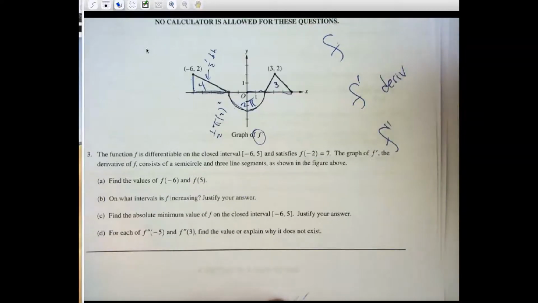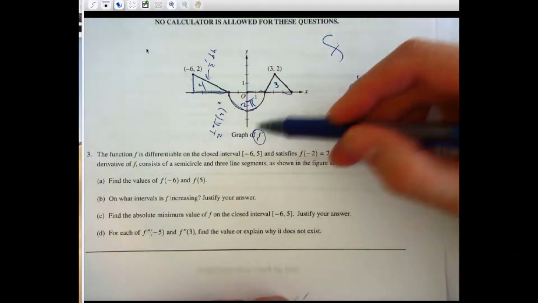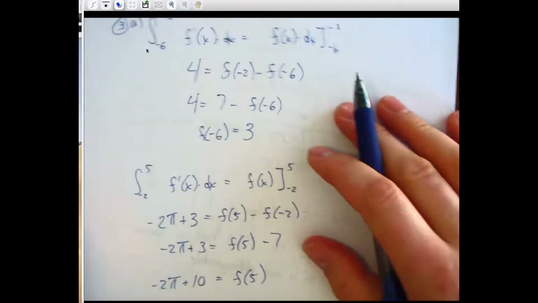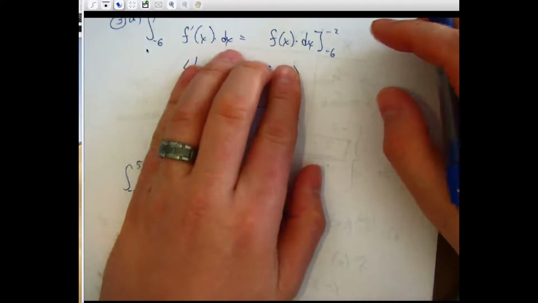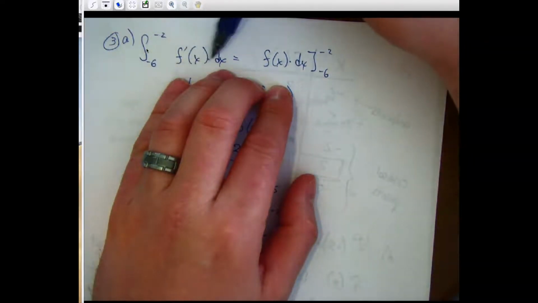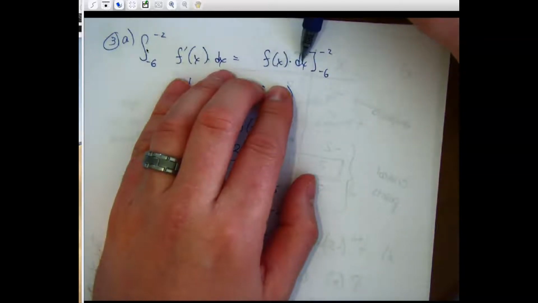Part A, find the values of f of -6 and f of 5. Well, we have f prime, and we want to go to f. So the first thing is I've got to find the value of f of -6, and I know the value of f of -2. So how do I get from f prime to f? I integrate, from -6, which is what I'm looking for, to -2, which is what I know. I'm going to integrate the derivative. That's going to give me the original.